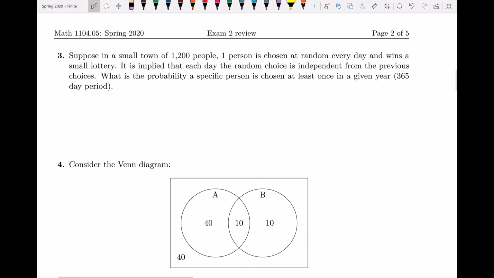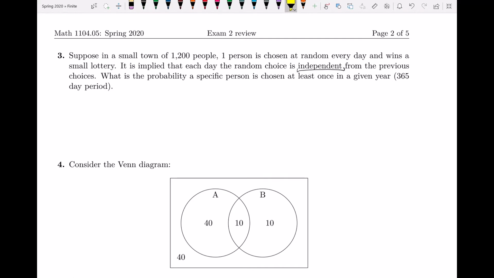Question 3. Suppose that in a small town of 1,200 people, one person is chosen at random every day and wins a small lottery. It is implied that each day the random choice is independent from the previous choices. What is the probability a specific person is chosen at least once in a given year?